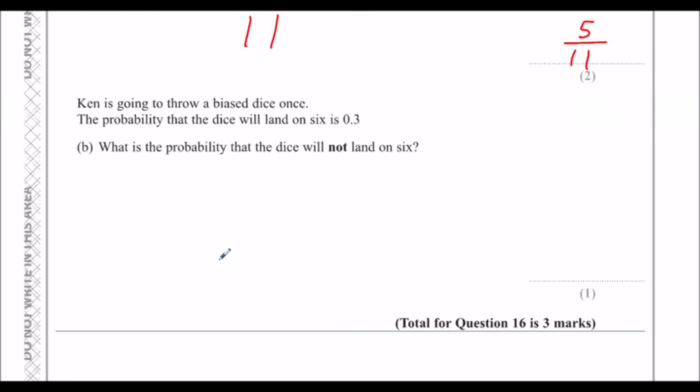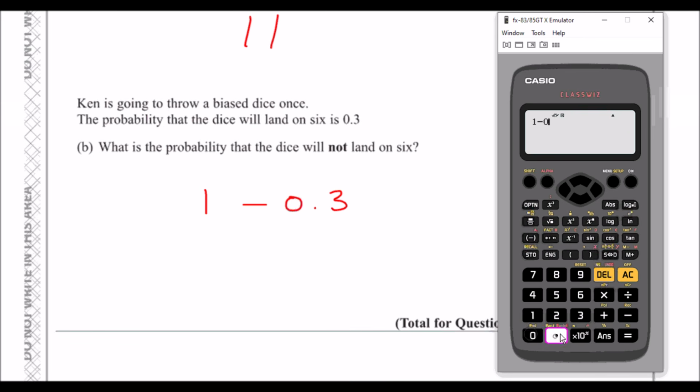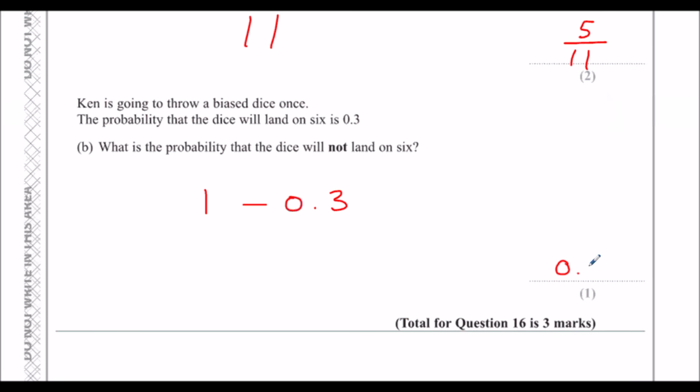Ken is going to throw a biased dice once. The probability that it will land on 6 is 0.3. What's the probability it will not land on 6? So probabilities have to add up to 1 whole. So 1 take away 0.3 is 7/10 or 0.7. So the probability of everything that can happen has to add up to a whole, and it's either going to land on 6 or it's not going to land on 6. So those two have to make a whole.